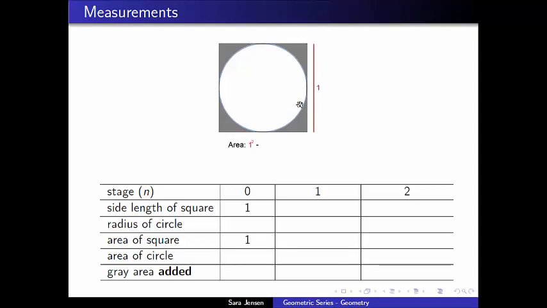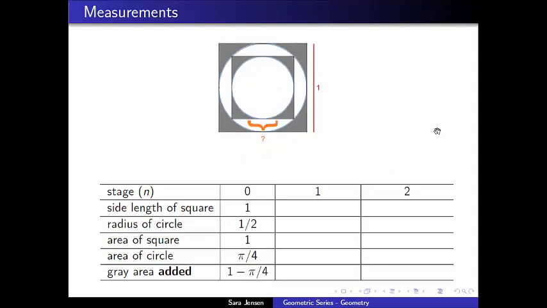Next, we're going to determine first the radius of the circle, which in this instance is 1/2, half the side length of the square. We're going to use our formula for the area of a circle as pi times the radius squared in order to figure out that the area of this particular circle is pi over 4. Lastly, we'll determine the gray area that's added in this particular stage to be the difference of the area of the square and the area of the circle. In this example, 1 minus pi over 4.